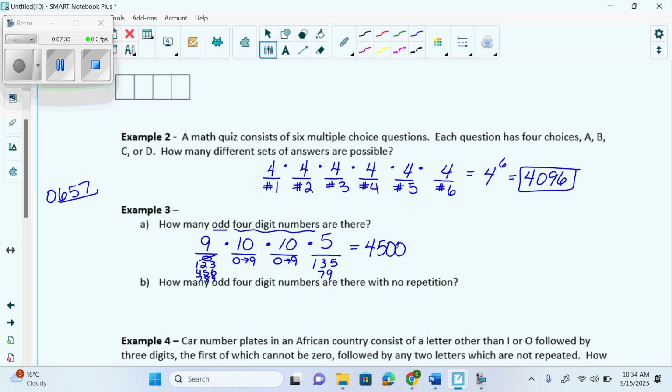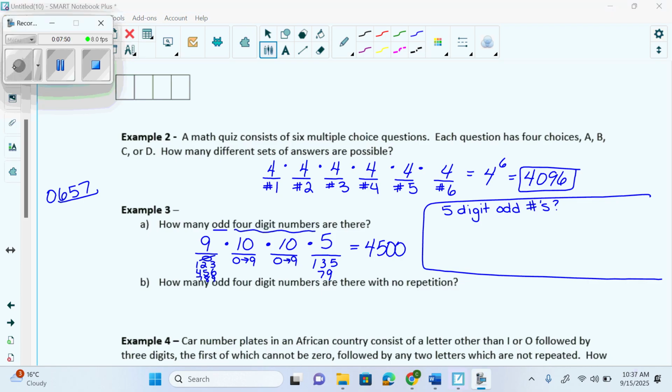Side caveat. I want you to tell me how many 5-digit odd numbers there are. You try that out. Okay, so 1, 2, 3, 4, 5. Our back number still has to be odd. That didn't change. We just got an extra blank. We agree? So this is 1, 3, 5, 7, 9. So still 5 options. This one still can't be a 0, so it's 1 to 9, which is 9 options.